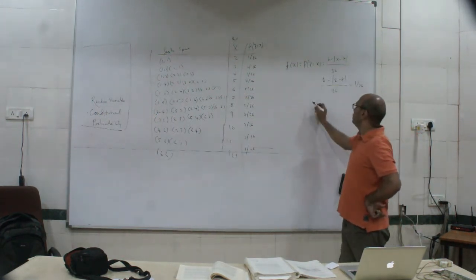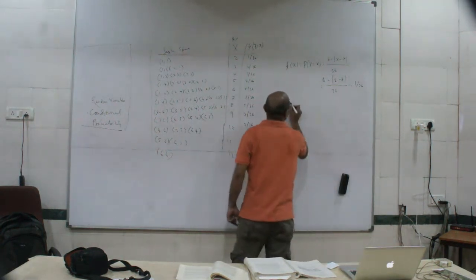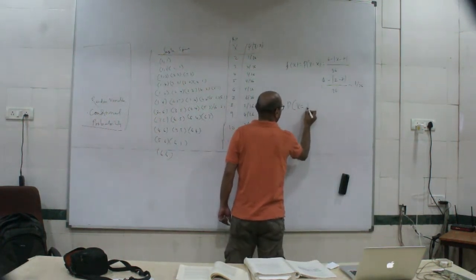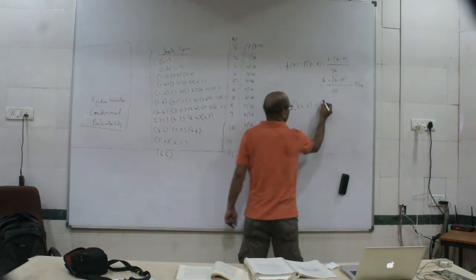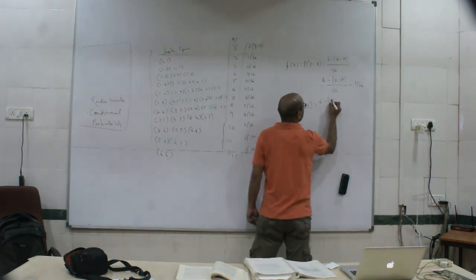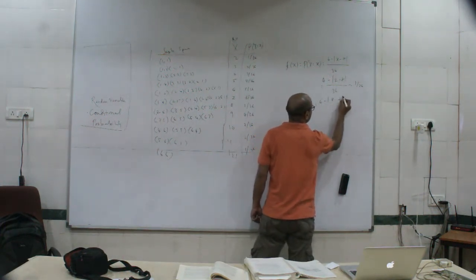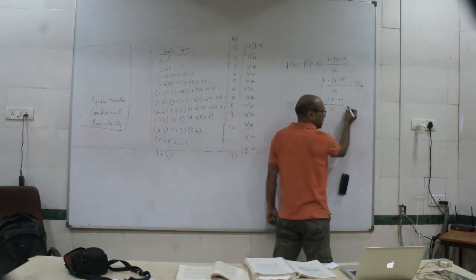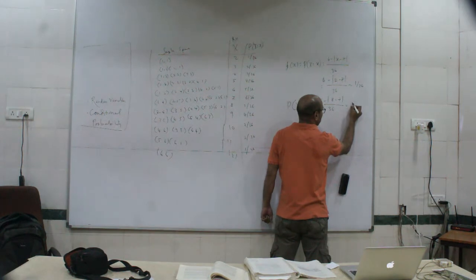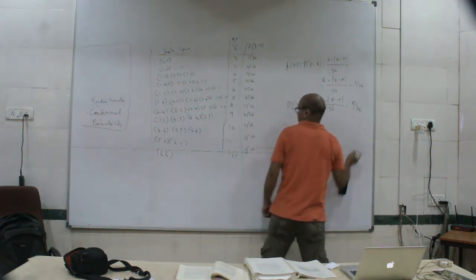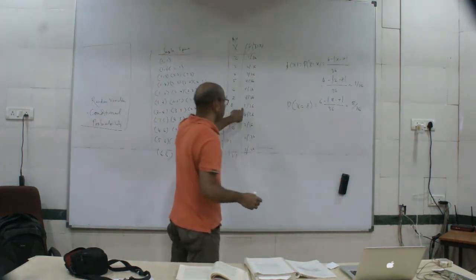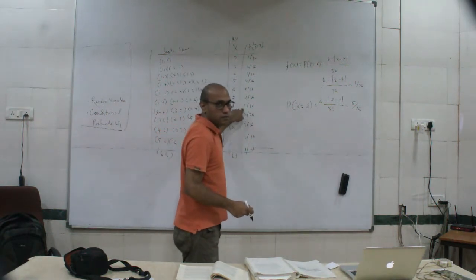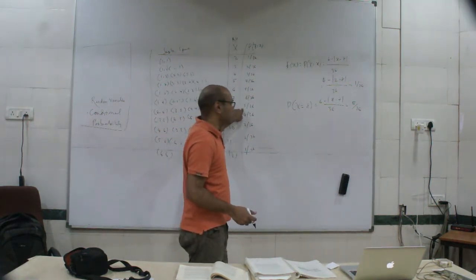If I ask what is the probability that x takes a value 8, then it is 6 minus absolute value of 8 minus 7, upon 36. That is 6 minus 1, which is 5 by 36. That is the probability of getting 8, and so on and so forth.